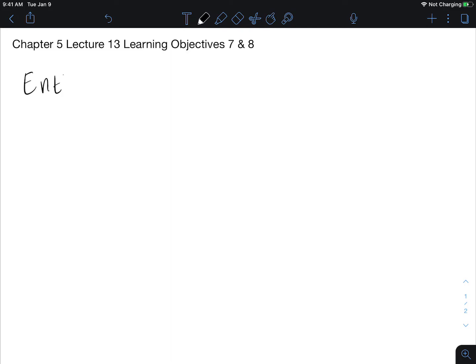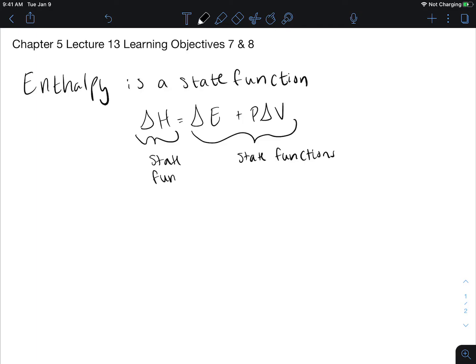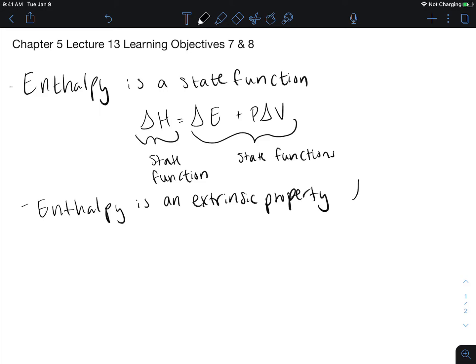So enthalpy is a state function. Remember that our enthalpy itself, delta H, is equal to delta E plus P delta V. All these components here are also state functions. And since all of these are state functions, this will therefore be a state function. Okay, as I said just a minute ago, it's an extrinsic property. So our delta H is generally given in kilojoules per mole.